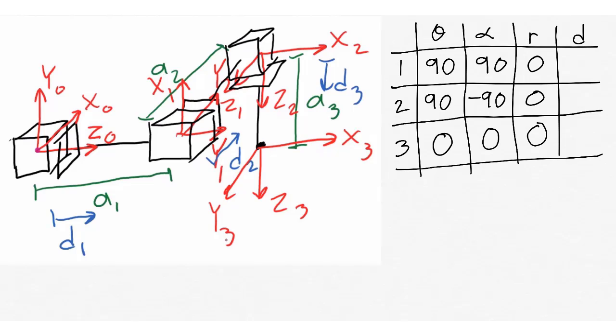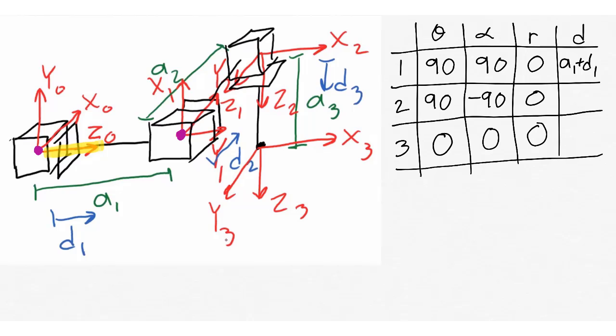Alright, moving on to the D parameter. D is the displacement from the center of frame n-1 to the center of frame n in the Zn-1 direction. Here we have two components to the displacement. We have the link length A1, and we also have the joint variable D1.